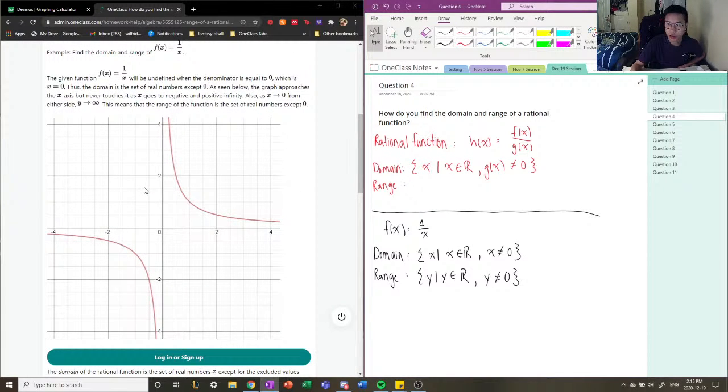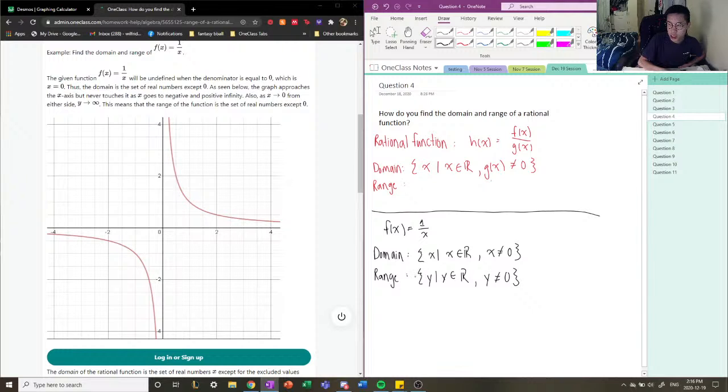In other questions, because this was a very simple one, if you want to find the domain and range of a function, to find the domain, all you really need to do is set the denominator function, our g of x, equal to 0, and solve for the values of x. Once you find those values, you know that they are excluded from the domain.